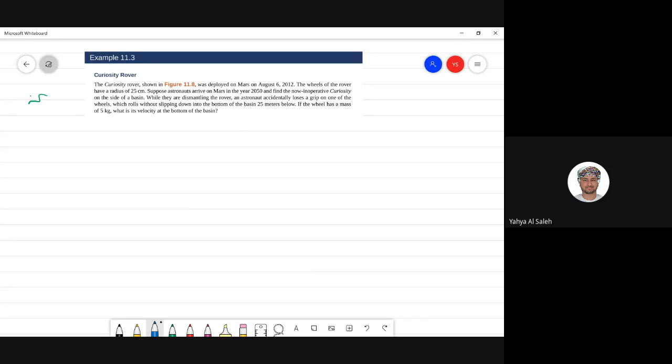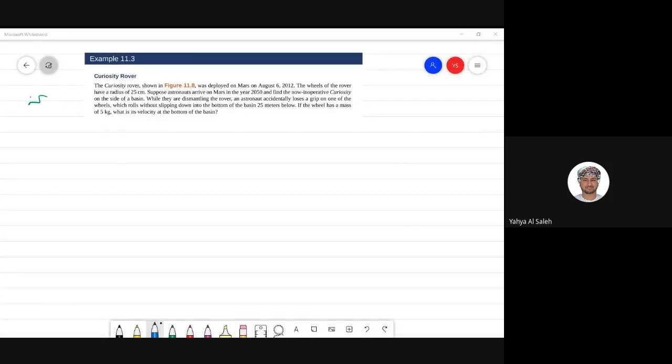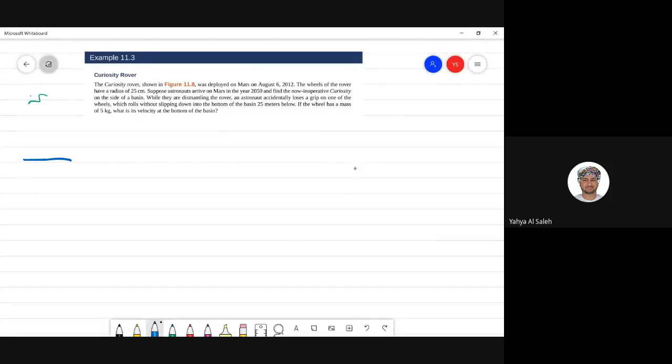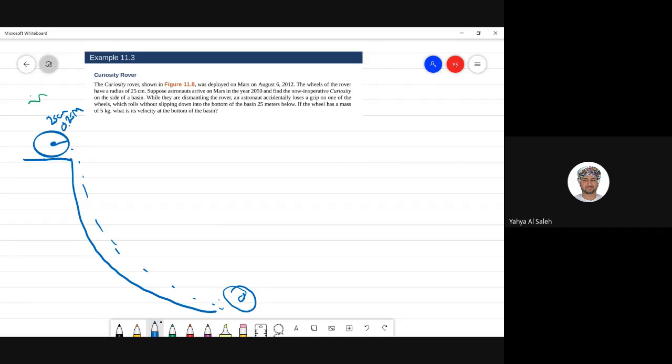Okay, so the entire idea is you have something on the top of a ditch, and then it goes down. So it is somewhere here, right next to a crater. There is a wheel. Its radius is 25 centimeters, so 0.25 meters. And it starts rolling all the way down to here. And the question is, when it reaches this location, what is its velocity?